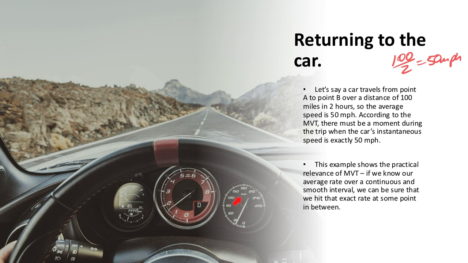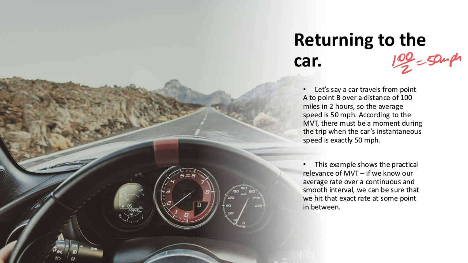At some point on our journey, in those 2 hours, at least once, this needle hit the 50 miles an hour spot. If we know our average rate over a continuous and smooth interval, we can be sure that we hit the exact rate at some point in between. Most likely more than once, but for sure at least one time.